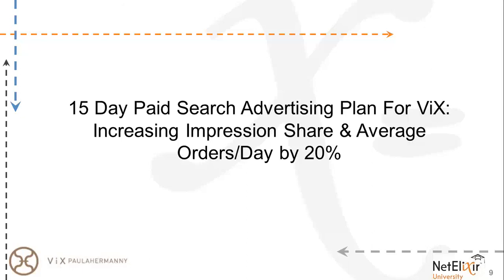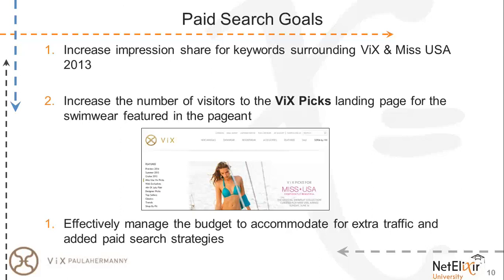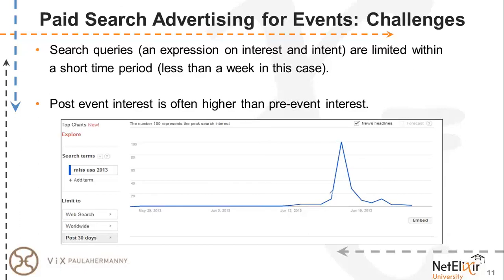So I'm going to go ahead now and introduce the next section of our webinar, the 15-day paid search advertising plan for VIX, which was increasing impression share and average orders per day by 20%. Our paid search goals were first to increase impression share for keywords surrounding VIX and Miss USA 2013. Also, we wanted to increase the number of visitors to the VIX Picks landing page for the swimwear featured in the pageant, and also we wanted to effectively manage the budget to accommodate for extra traffic and added paid search strategies. So I'm actually going to pass this over now to Dan, who's going to discuss the strategies and tactics that we use. So Dan?